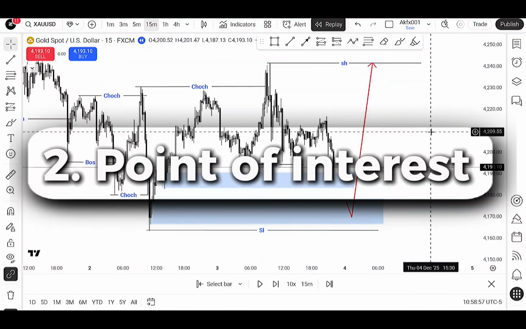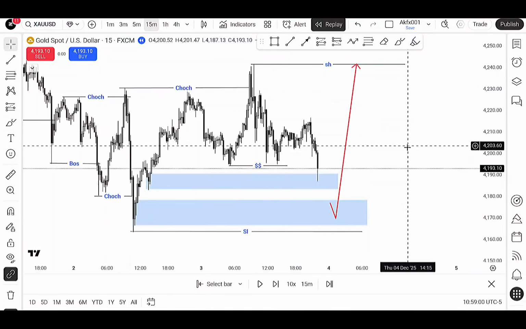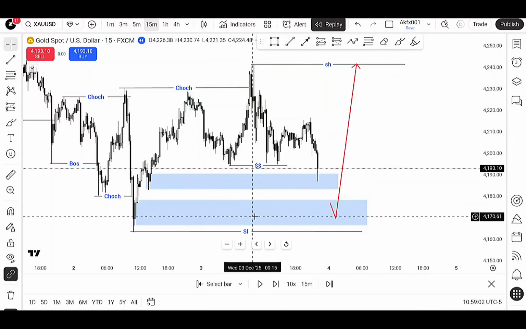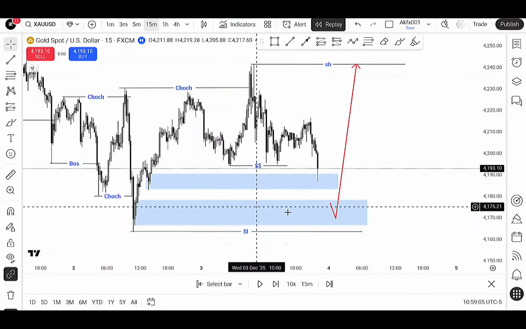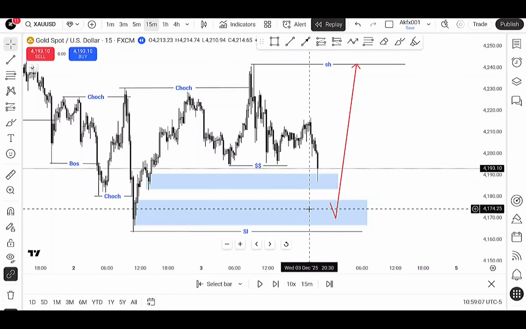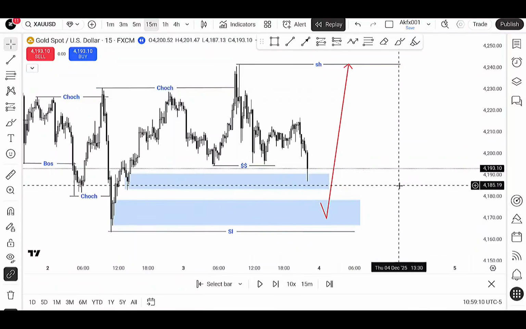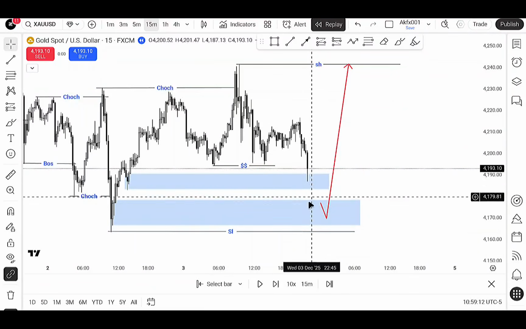Now, the confluences of taking a point of interest. A point of interest must have a fair value gap. A point of interest must have an order block. A point of interest must have liquidity. So these two points of interest are truly valid. We are going to play price and see how price reacts from here.